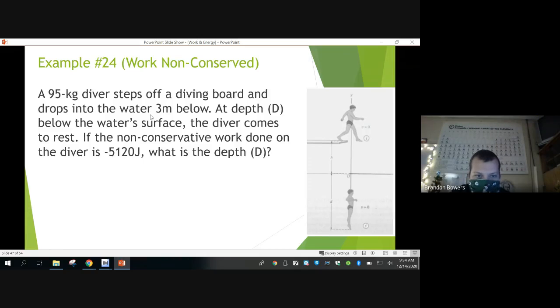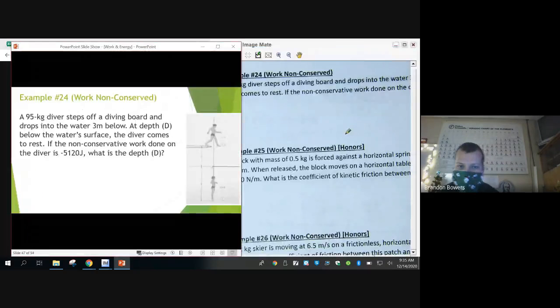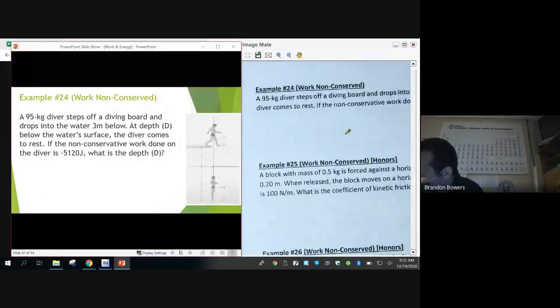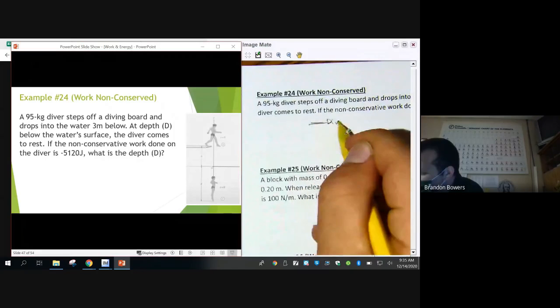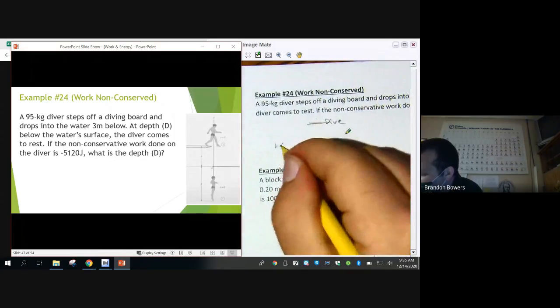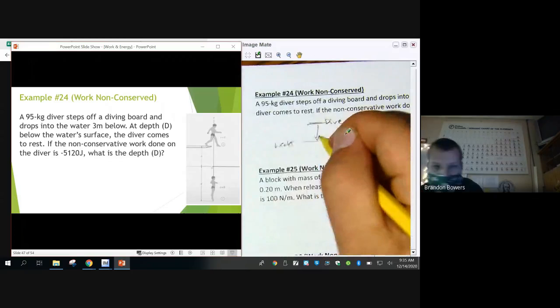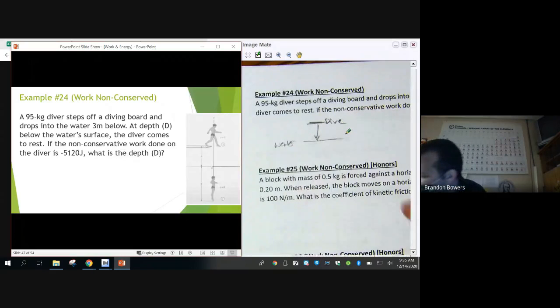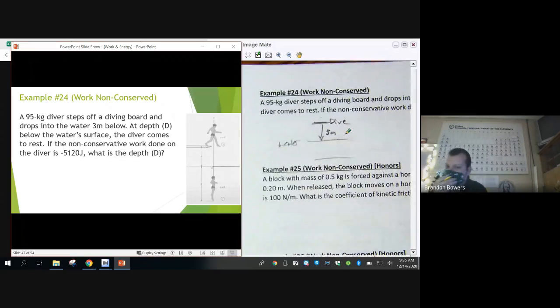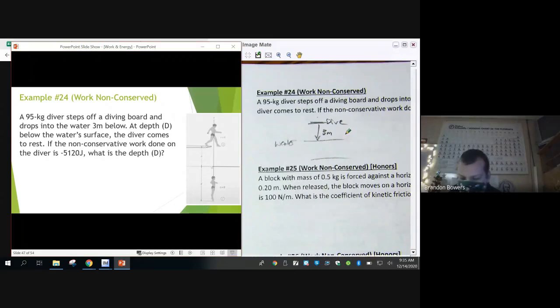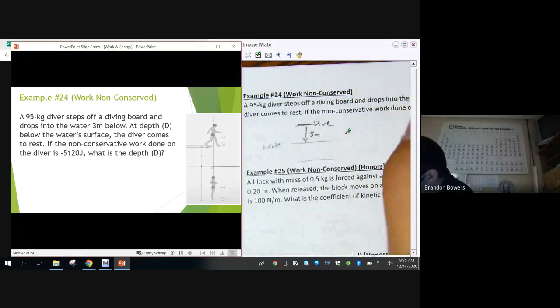I'm going to draw it out real quick so we can see it. Here's the diving board. Here's the line of water. From here to here is 3 meters. We're trying to find how far he goes down here, right? So, once again, you guys ready for this? This is going to be my last one doing this.